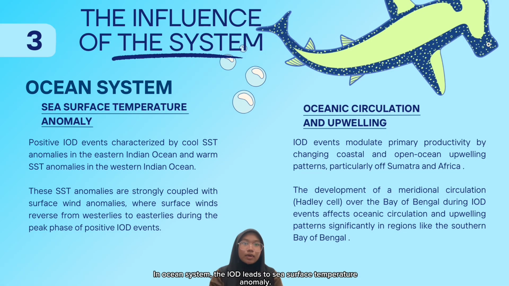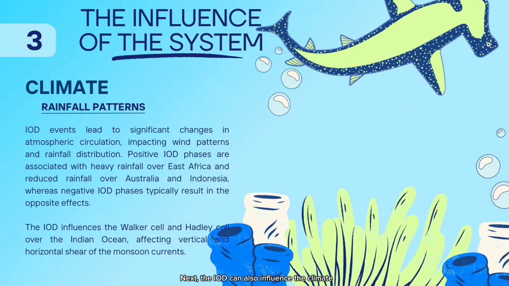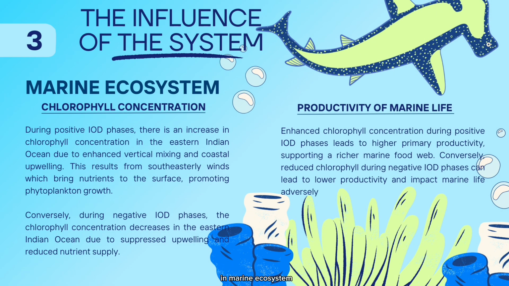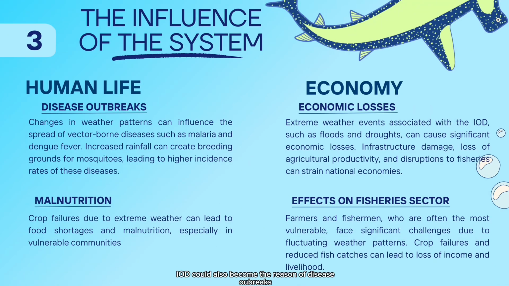In the ocean system, IOD leads to sea surface anomaly, and it also affects the ocean circulation and upwelling. Next, the IOD can also influence the climate by changing the rainfall patterns. In the marine ecosystem, IOD influences the chlorophyll concentration. This also leads to change in productivity of marine life. In socio-economic aspects, IOD could also become the reason for disease outbreaks and malnutrition, like dengue fever and malaria. IOD also causes economic losses, especially in the fishery sector, as well as infrastructure damage due to disasters.